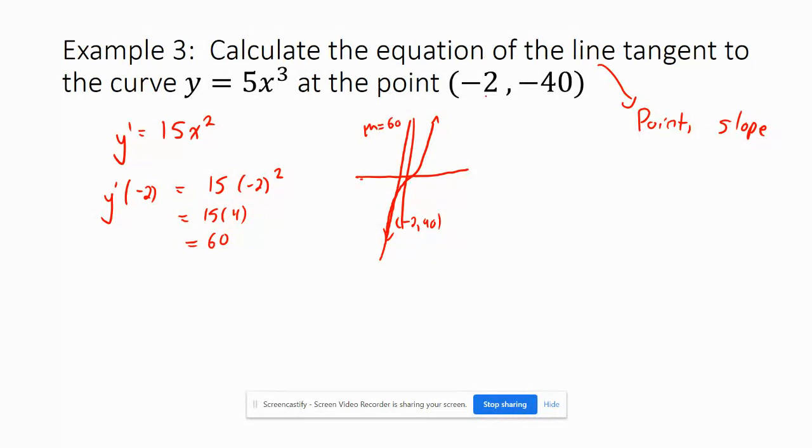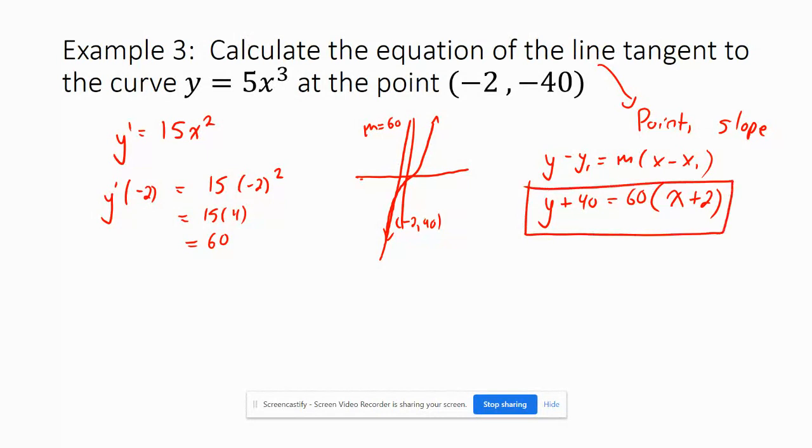So now we have the point and the slope, and you do not need to write out this formula every time, but I'm going to write the equation of the line in point-slope form. It becomes y plus 40. It's really y minus negative 40. It simplifies to y plus 40 equals m, which is 60, times x minus negative 2, which becomes x plus 2. And here is the answer: y plus 40 equals 60 times x plus 2.